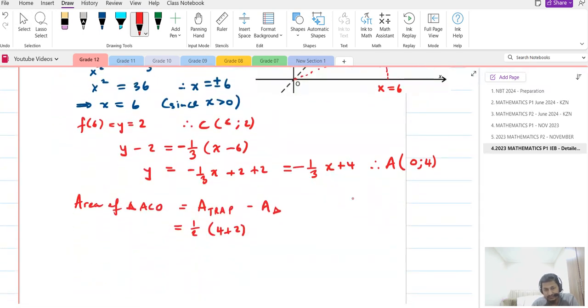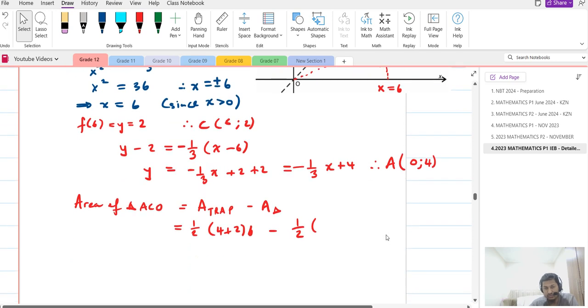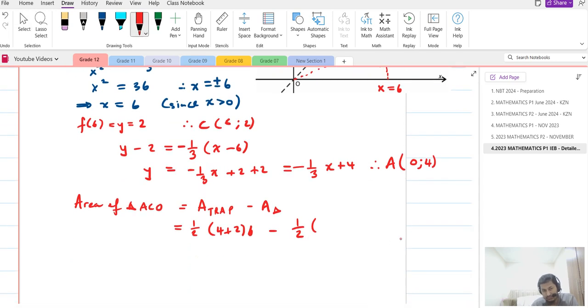And minus the area of the triangle, which is half times base times height. The base is 6 and the height is 2. Half of 6 is 3, so 3 times 6, minus half of 6 is 3, 3 times 2. So what you got? You got 18 minus 6, so you got 12 units squared.